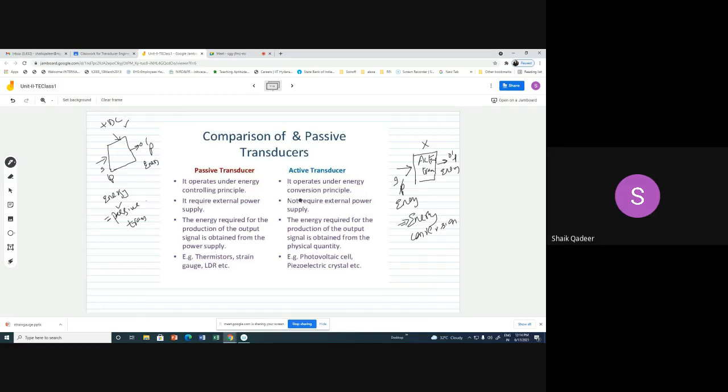Yeah, the counterpart of a passive transducer is the active transducer. This type of transducer converts input energy into output energy without using any DC supply. So the principle it is using is the energy conversion principle, right? And the passive one uses the principle called as energy, what? Controlling principle. Is it clear?